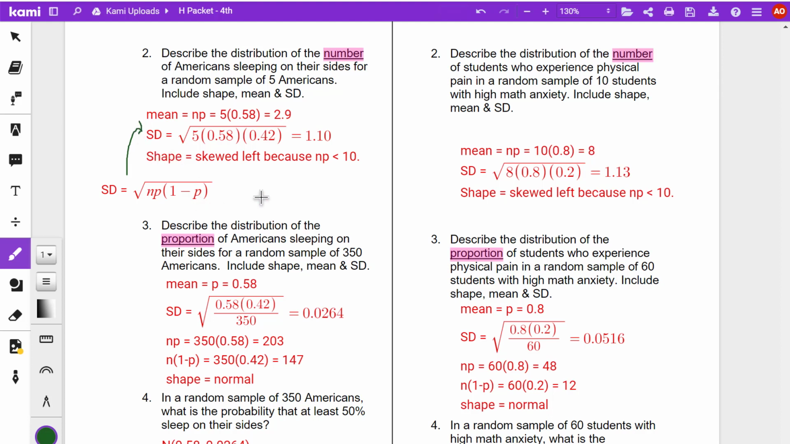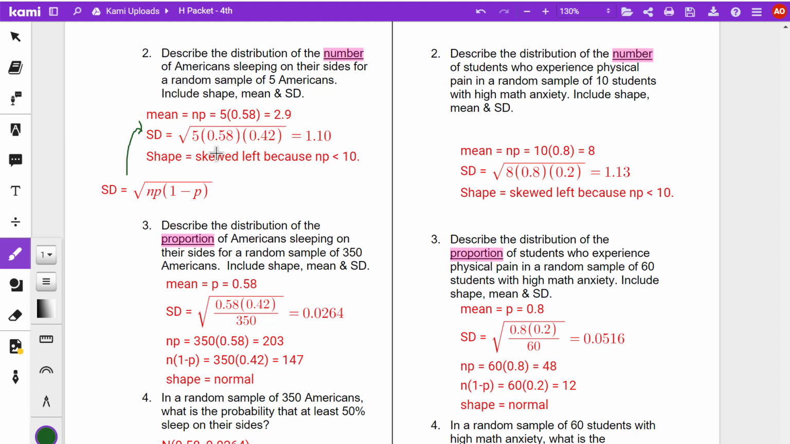Then we check. Here I have n times p: 5 times 0.58 is 2.9. Then I have the standard deviation, the square root of 5 times 0.58 times 0.42. Where did I get 0.42? 1 minus 0.58 is 0.42. You throw that in the calculator and you get 1.10. Then we know the shape is skewed left. Really, the main thing is that you just need to know it's skewed. You don't really need to know which direction.